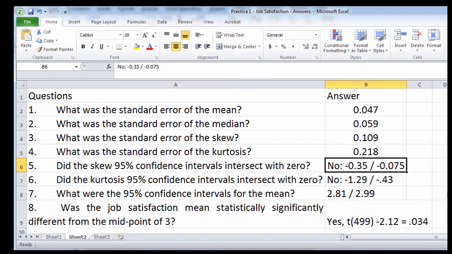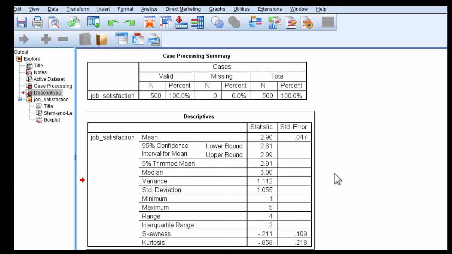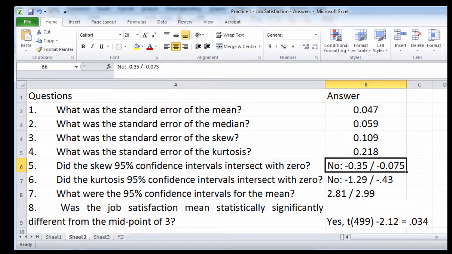And this is a tough question because SPSS does not give you the confidence intervals for the skew or kurtosis. It does give you confidence intervals for the mean, however. Unfortunately, not skew and kurtosis. That's a bit of a bummer. It would be useful if it did. If we wanted to calculate the standard error of skew, we can still do so with a few calculations.